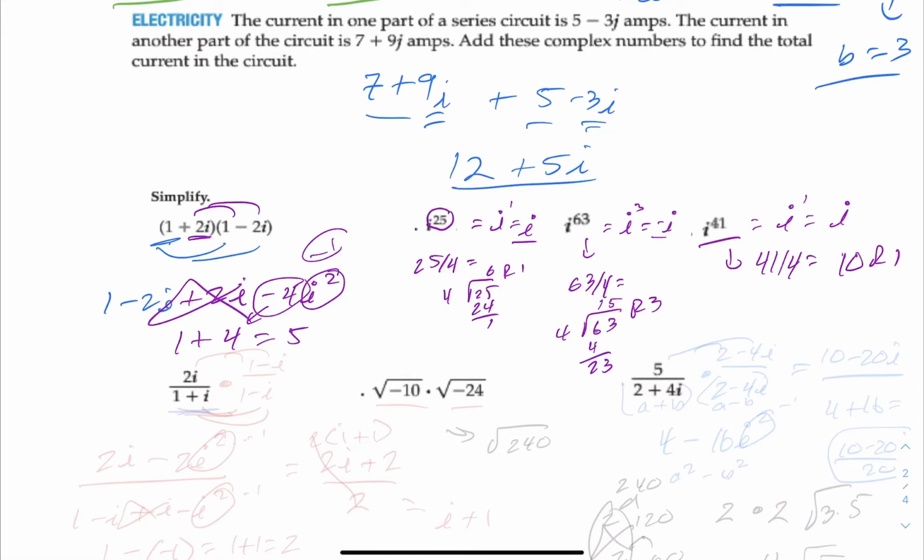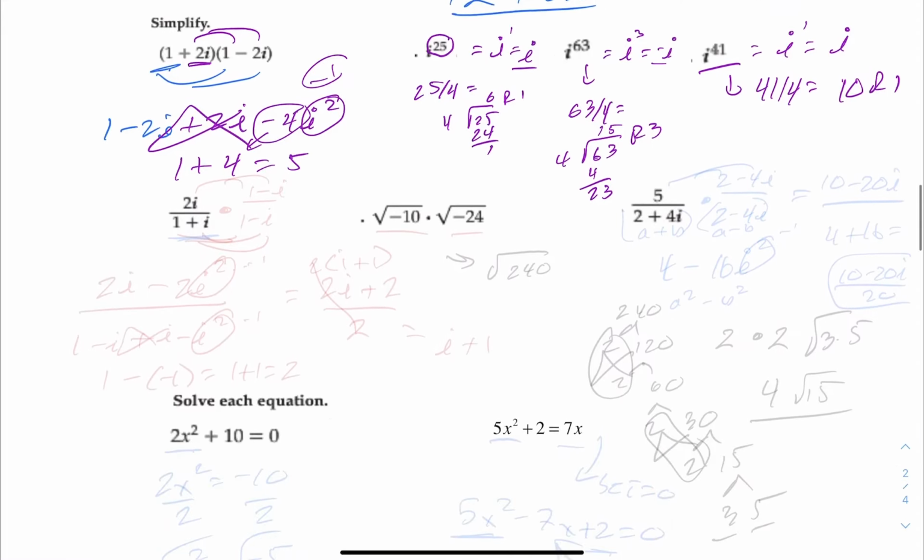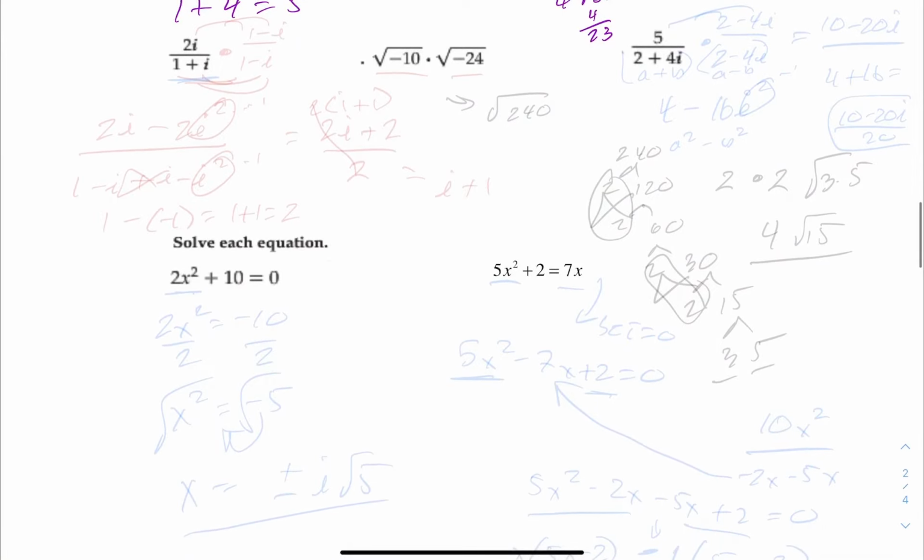If we move on, we have the complex fraction. In that case, we have to multiply by the conjugate. It's the only way to get rid of the i in the bottom. So 1 minus i, 1 minus i. Distribute. On top we get this.